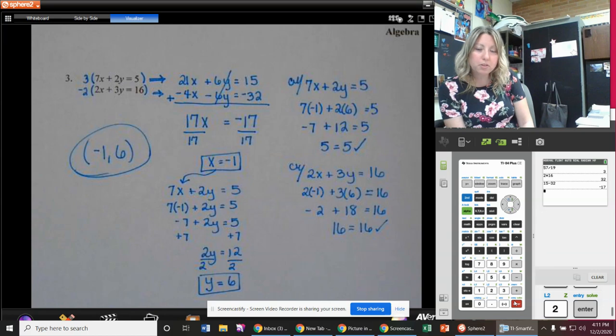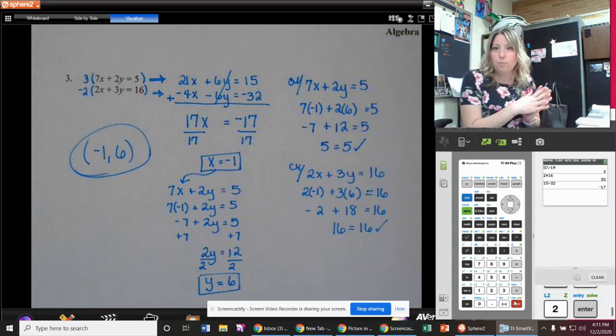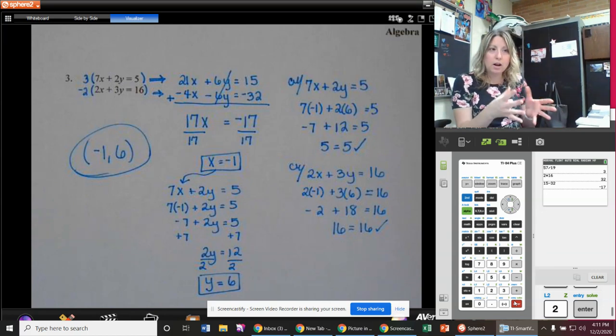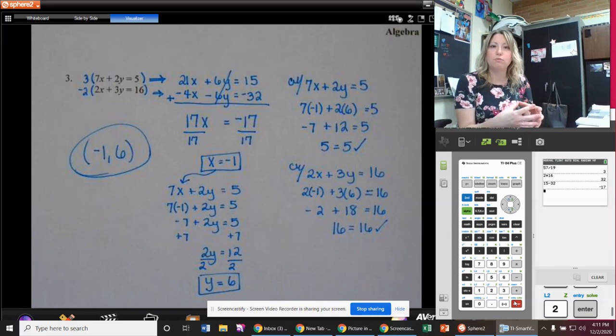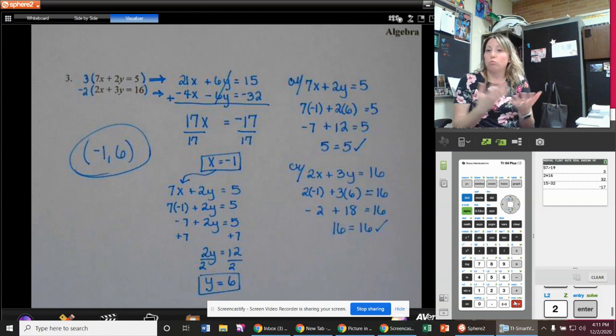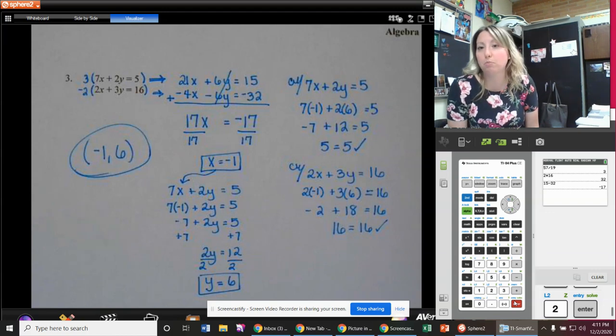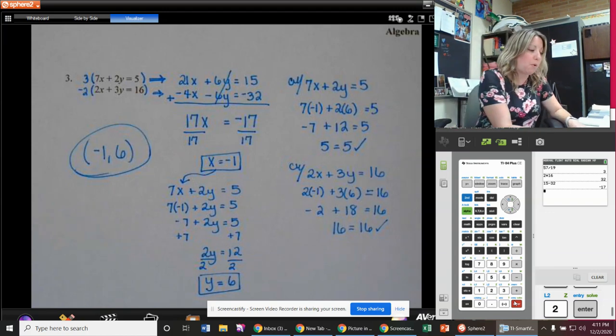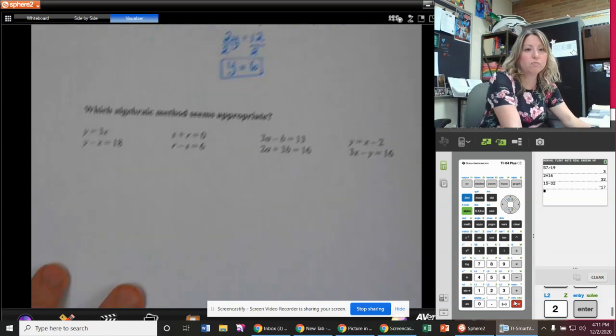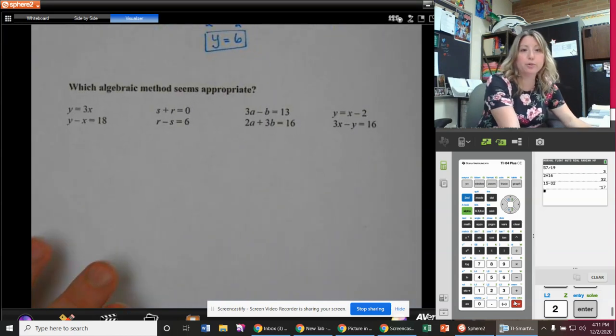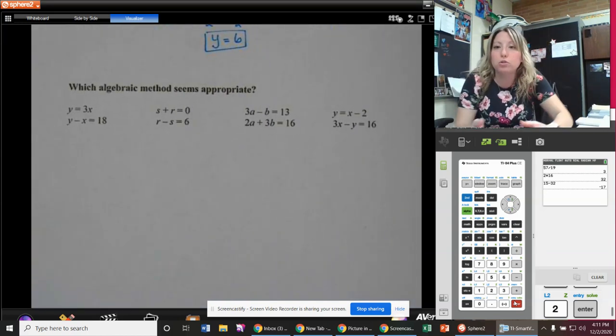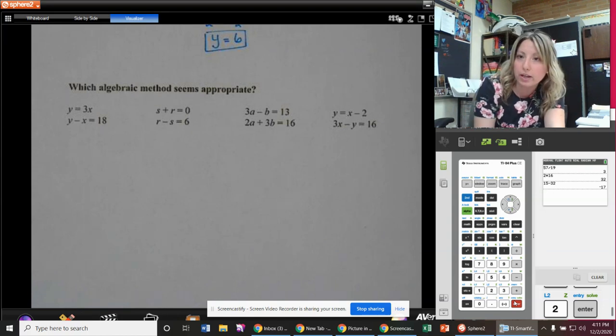You can probably see that one setup of the equations lends itself to elimination, and one setup of the equations right at the get-go lends itself to substitution. And so that's the last thing I want to discuss with you. Here are some pairs of systems. What's the most appropriate, probably the quickest method to use to solve?